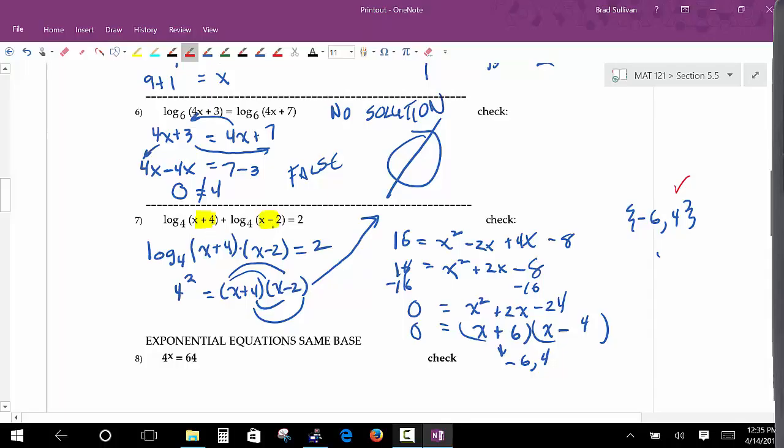How about 4 minus 2? That's good. That's positive, so that's an answer. Now look at the negative 6. If you replace that with negative 6, what kind of number are you going to get there? Negative. So that one must be thrown out.